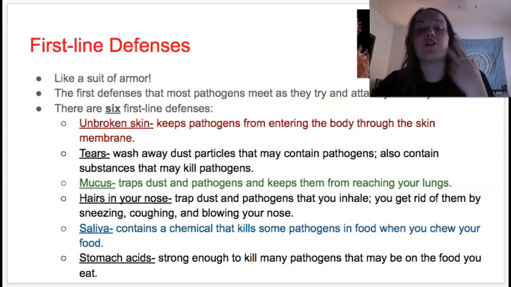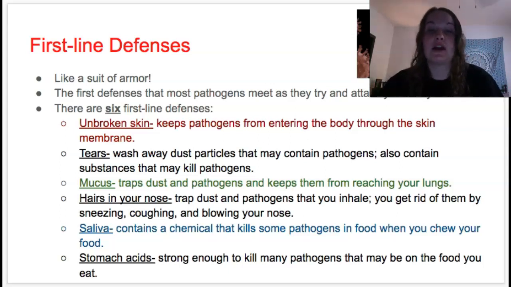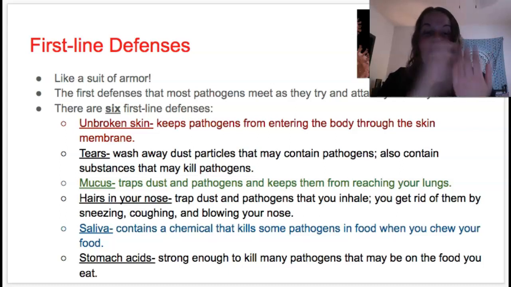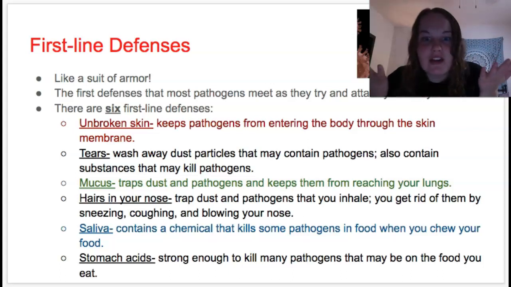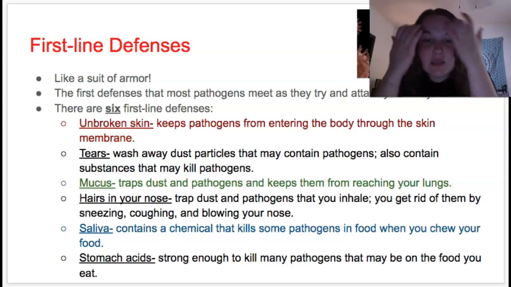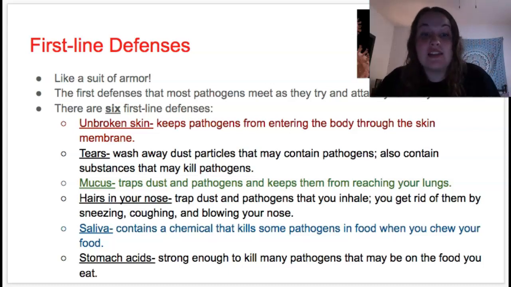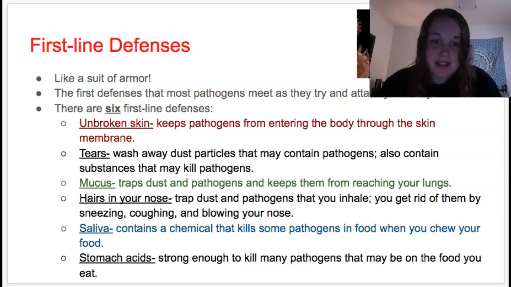Okay, so there are 6 of them. The first one is unbroken skin, which keeps pathogens from entering the body through the skin membrane. Okay, so that means whenever you have cuts in your skin, that's why it's always a good idea to wash it with soap and water and then cover it up with a Band-Aid. Then tears. Who thought tears would be actually a good thing? They wash away dust particles that may contain pathogens, and they also contain substances that can kill many pathogens.